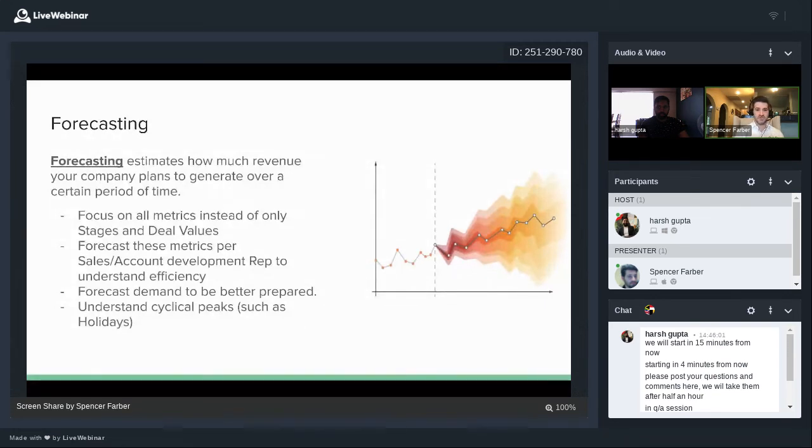These metrics are also important on an individual rep basis, to understand how to make sure they're hitting goals or getting to goals. It also allows you to be prepared in terms of demand and understand cyclical peaks and valleys. So, holidays, for example: where is your better period, where is your worst period, and what do you do during those periods? So those are four specific ways that you can use AI.